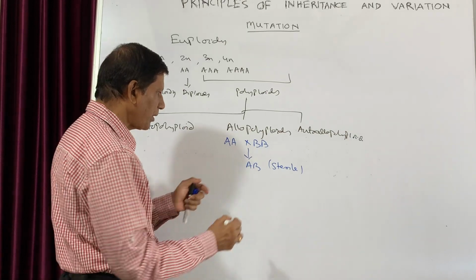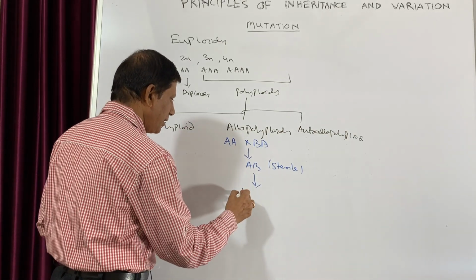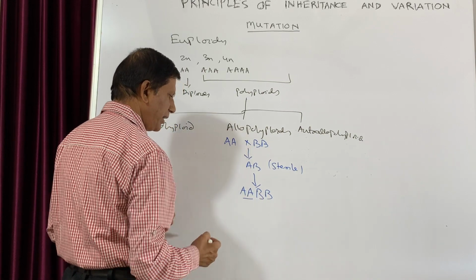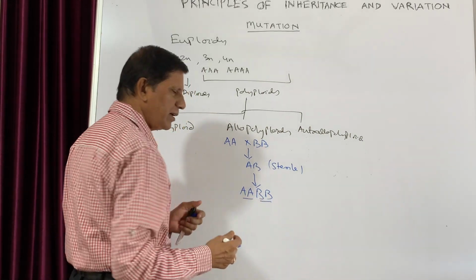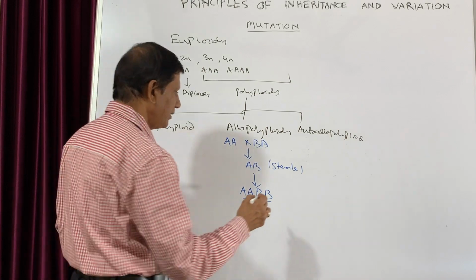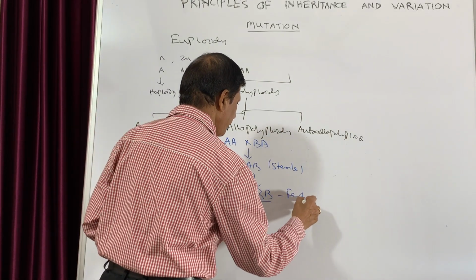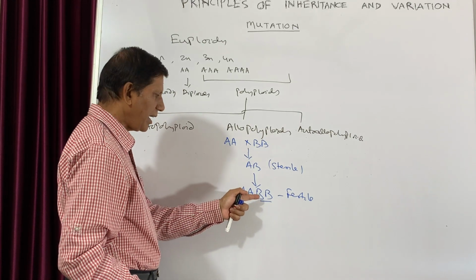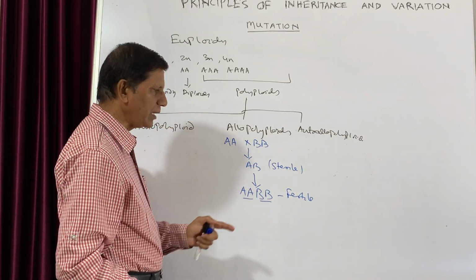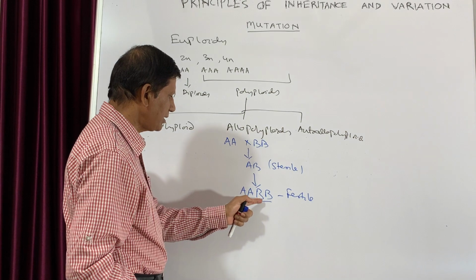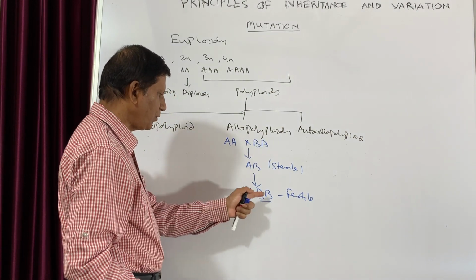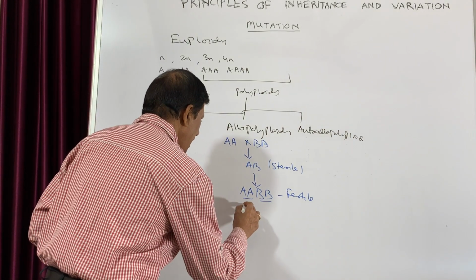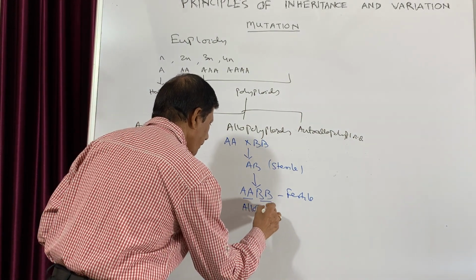Now, if the chromosome number is doubled by applying colchicine, then it will be like this. That means A is doubled and B is also doubled in the genome. Now, this plant is fertile, because the chromosomes of these two can pair and the chromosomes of these two can pair with each other. Now, this plant body has two different sets coming from two different plants. So, this is known as allotetraploid.